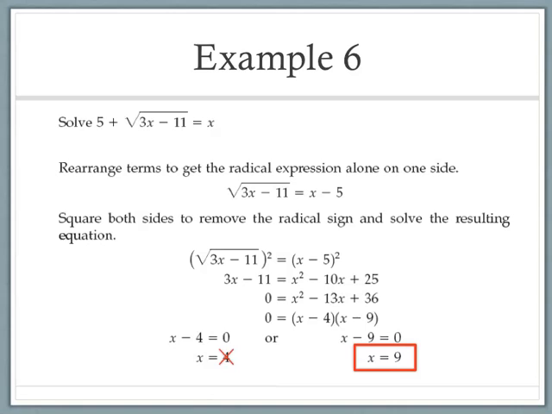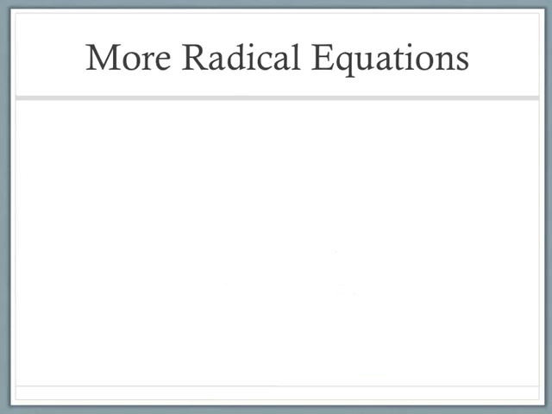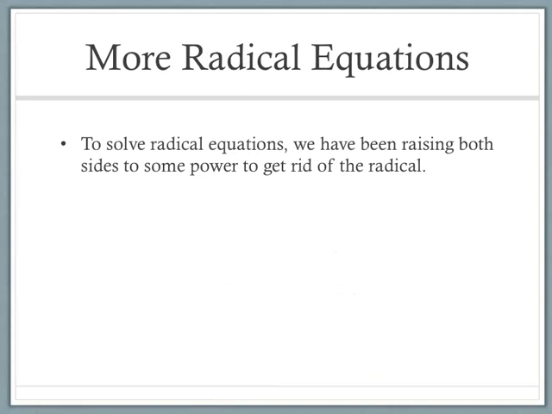Now, in some radical equations, you may have more than one radical. So up to this point, to solve radical equations, we have been raising both sides to some power to get rid of the radical. And in some cases, if you have more than one radical, you are going to have to do this twice. Let's look at example 7.